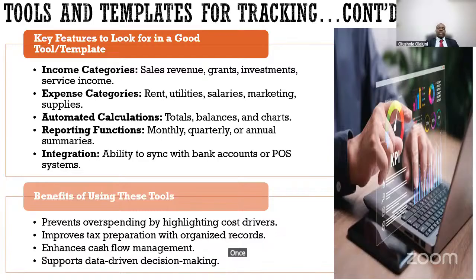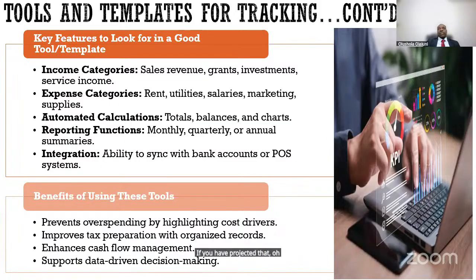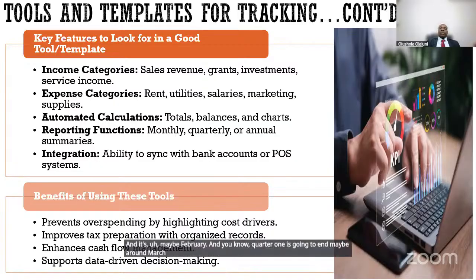Once you have a budget and you are tracking your expenses, then you can compare. Were you able to meet our target? Did we surpass our target? And how do we better improve our performance? Then also you can drive your sales team. If you have budgeted that in quarter one we're going to do 5 million, and it's maybe February, and you know quarter one is going to end around March, then you can drive your sales. You tell your sales team we need to do more because we're not hitting targets. So that's one of the things of budgeting or tracking and comparing what you have tracked with what we have put on paper.